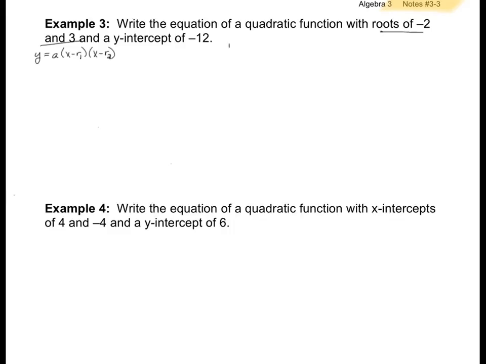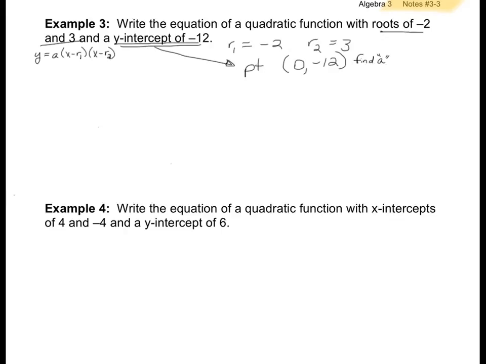And so root 1 is going to be negative 2. Root 2 is going to be 3. And then we have this y-intercept here. That's a point, and we're going to use that to find a. Okay, so that's a point. And that point is, because it's on the y-axis, 0, negative 12. And the reason we have that is we're going to use that piece of information to find a. Okay?